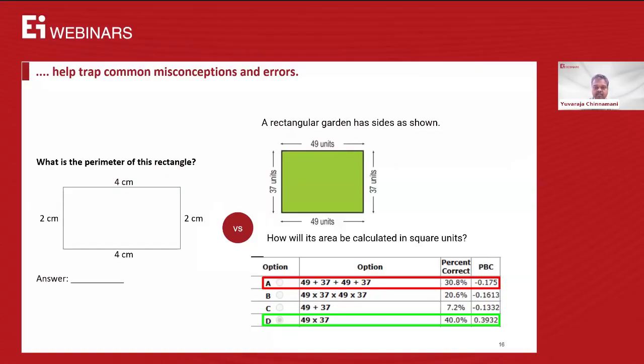This tells us something powerful. Students are confusing area and perimeter, likely because they memorized formulas without developing a conceptual understanding of what these measures represent. This is not a calculation error, it's a thinking error, and that's what we want to detect through good questions.